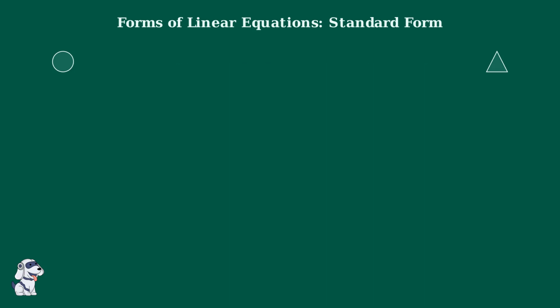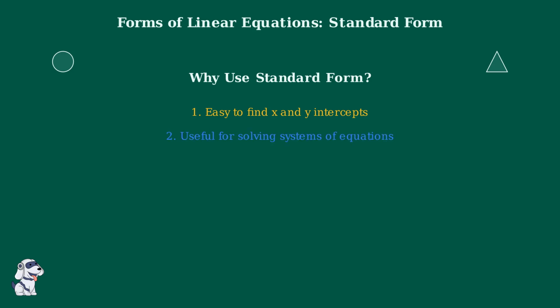Now let's discuss why standard form is useful and when we prefer to use it. Standard form is particularly useful for three main reasons. First, it makes finding x and y intercepts very easy. Second, standard form is extremely helpful when solving systems of equations using elimination method. Third, standard form clearly displays integer coefficients, making calculations cleaner in many situations.